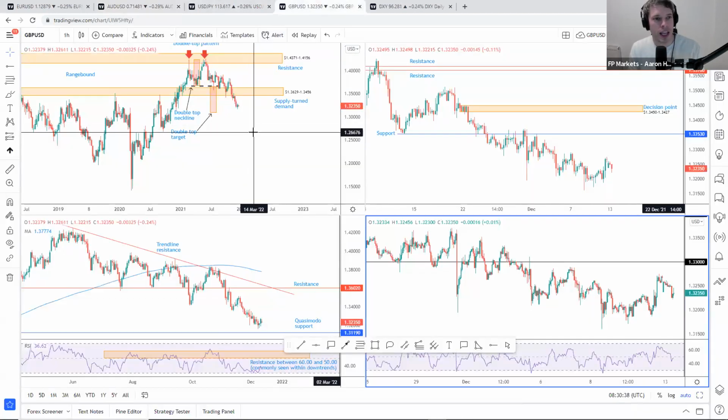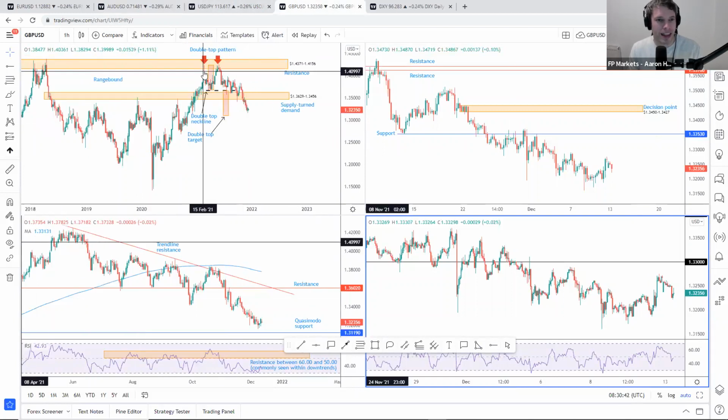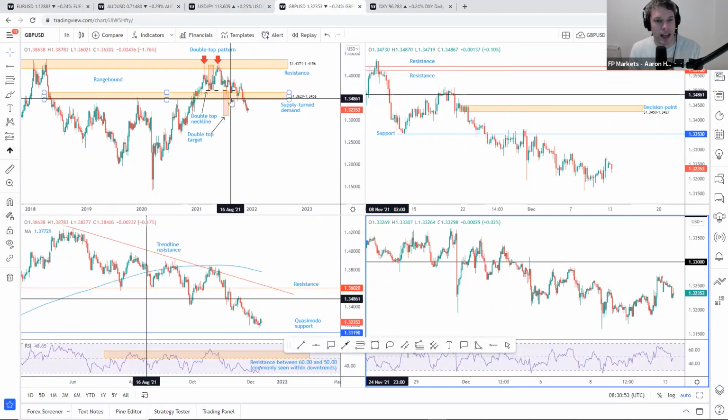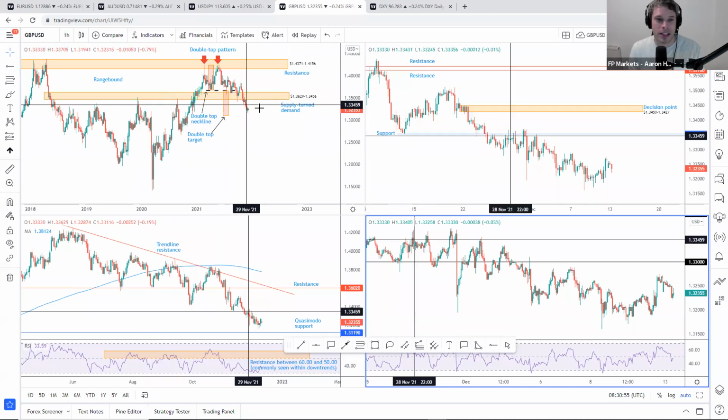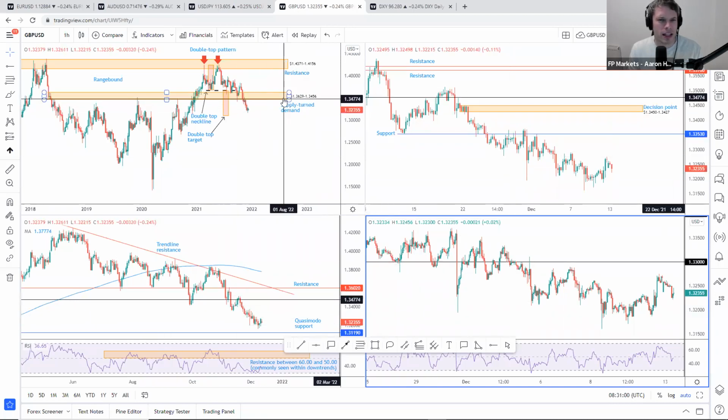Finally moving over to the pound dollar. As you can see, we have a double top pattern around the 42, 41-ish region formed. This was formed starting at the end of February of this year. As you can see, we did break below the neckline in August, and we have continued lower below this supply turned demand area at 36.29, 34.56.